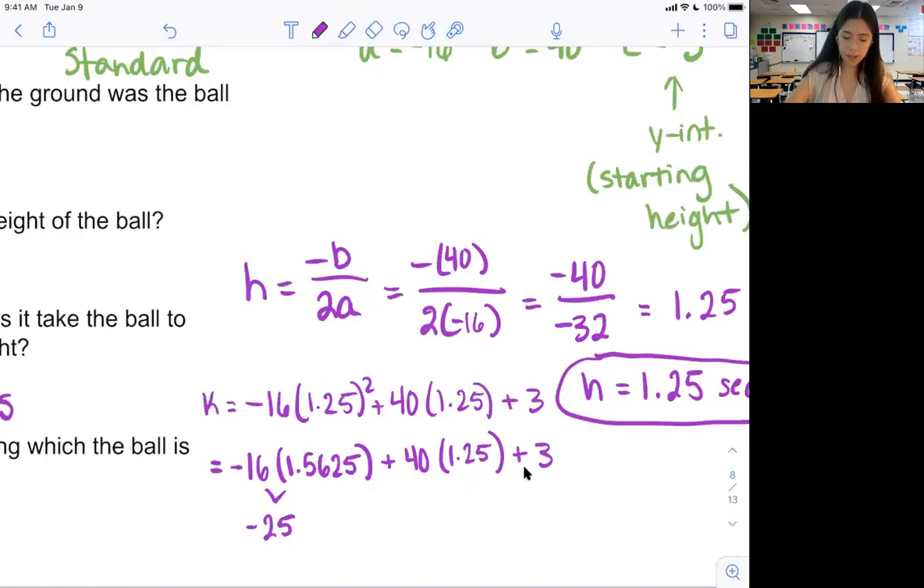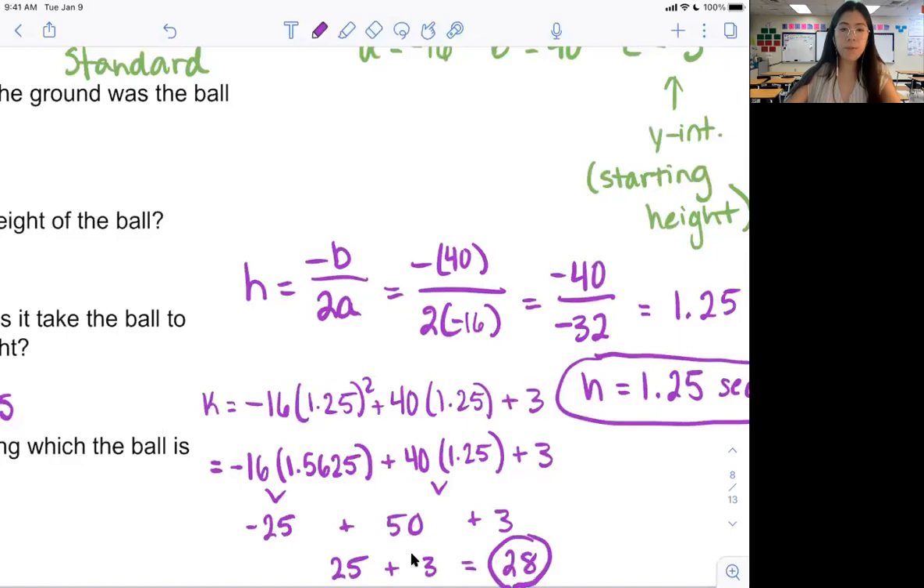So it's negative 25. Now over here, 40 times 1.25. Send it in the chat. I want to see 12 responses. 50. And then I have my 3. So now this is just very simple math. Negative 25 plus 50, what do I get? 25. And 25 plus 3, I'm sorry, I get 28.